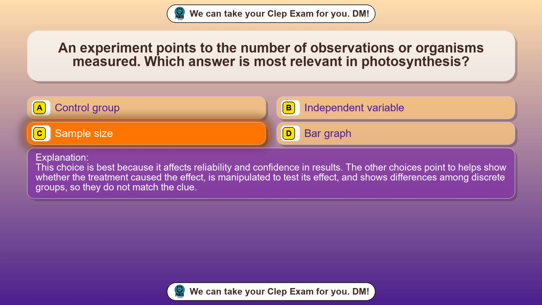This choice is best because it affects reliability and confidence in results. The other choices point to help show whether the treatment caused the effect, is manipulated to test its effect, and shows differences among discrete groups, so they do not match the clue.